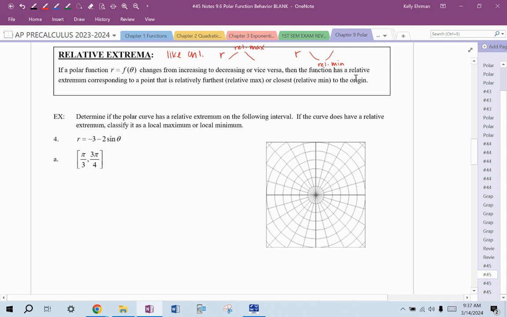And anytime that R changes from decreasing to increasing, you're going to have a relative or a local minimum. And we just talked about yesterday how to decide if R is increasing or decreasing. You just use a table of values and see what's happening. You do have to be careful.